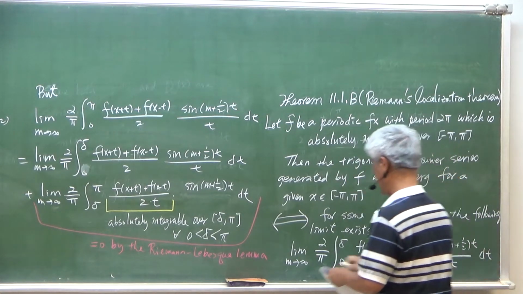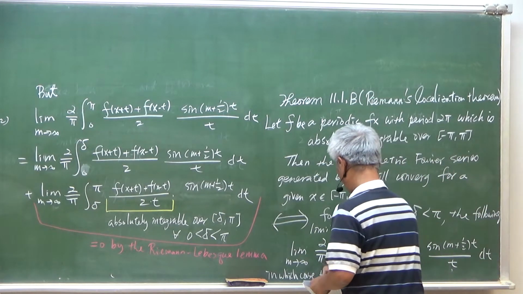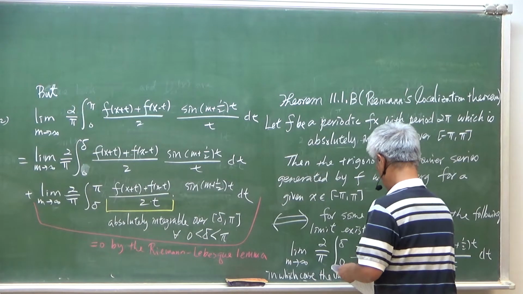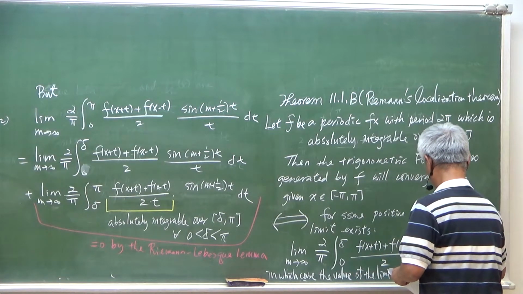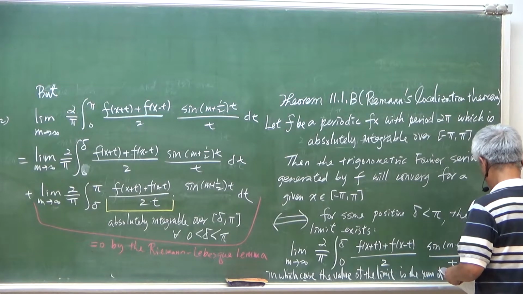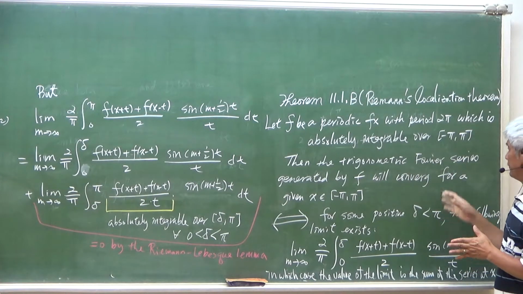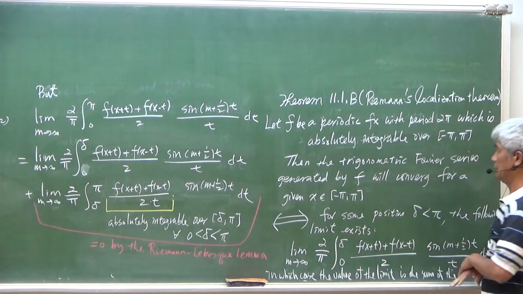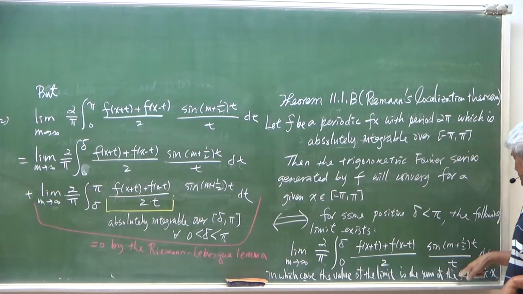And in which case, it means that if the limit exists, the value of the limit is the sum of the series at x. Okay, so we have a necessary and sufficient condition for the trigonometric Fourier series to converge for a given x. So this is the if and only if condition. And if the limit exists, then the limit value is just the sum of the series. So we basically solve the problem.